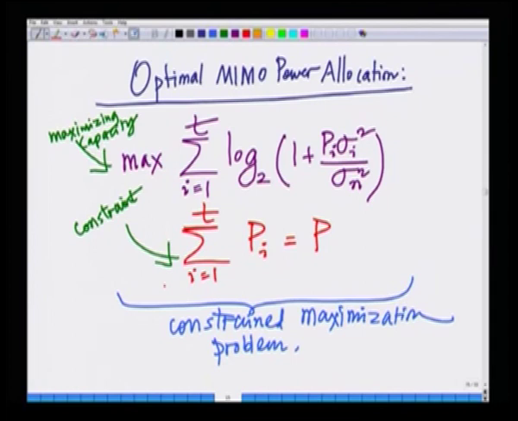individual channels, that is log 2 of 1 plus Pi sigma i squared divided by sigma n squared, summed over the T channels, where Pi is the power allocated to the ith channel. We want to maximize this capacity such that the transmit powers P1, P2, up to PT allocated to each of the T channels are limited by P, which is the total transmit power.